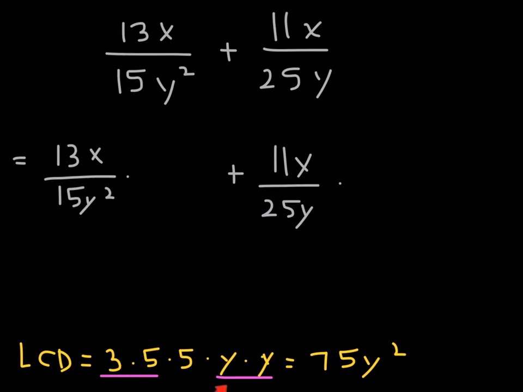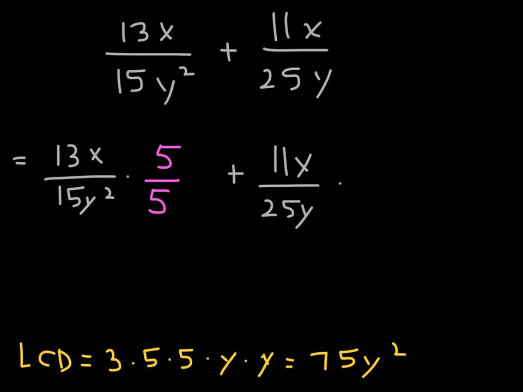15y squared times 5, do you see that leftover factor? Times 5 gives you 75y squared. So what do you multiply 15y squared by to get 75y squared, which is the LCD? By 5. And you and I know, it should go without saying at this point, that if you multiply the denominator by 5, you have to multiply the numerator by 5.